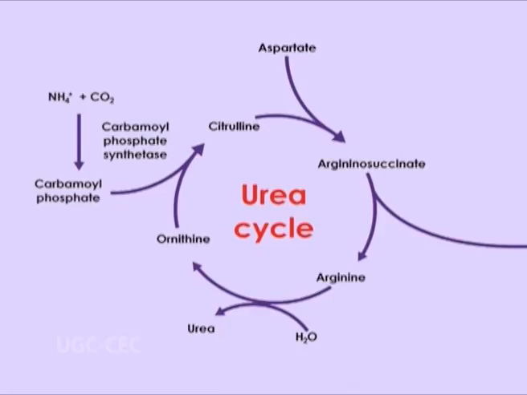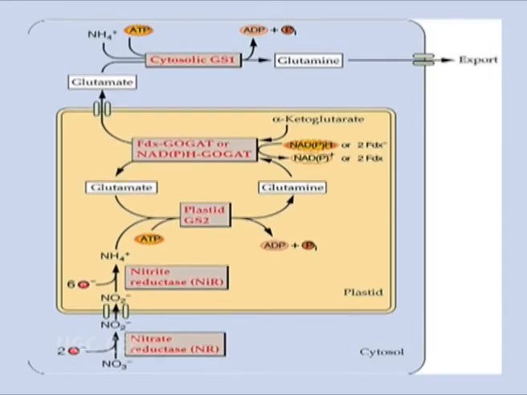The urea cycle, also known as the ornithine cycle, is a cycle of biochemical reactions occurring in many animals that produces urea from ammonia. Ammonia assimilation is the pathway by which ammonia is processed and incorporated into a cell.